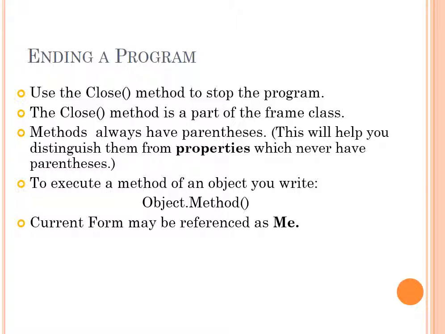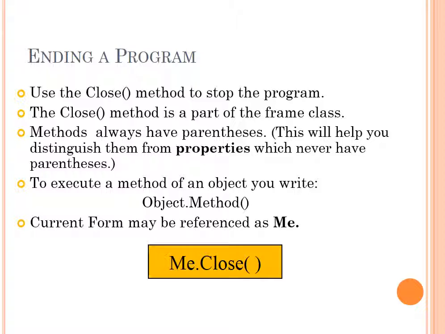Now, the current form may be referenced by using the keyword me. It may seem a little odd, but in object-oriented programming, objects can send messages to other objects, and objects can also refer to themselves. That reference is me. It's talking about me, the object that is being programmed. And so the code is going to look like this: me.close, parentheses.